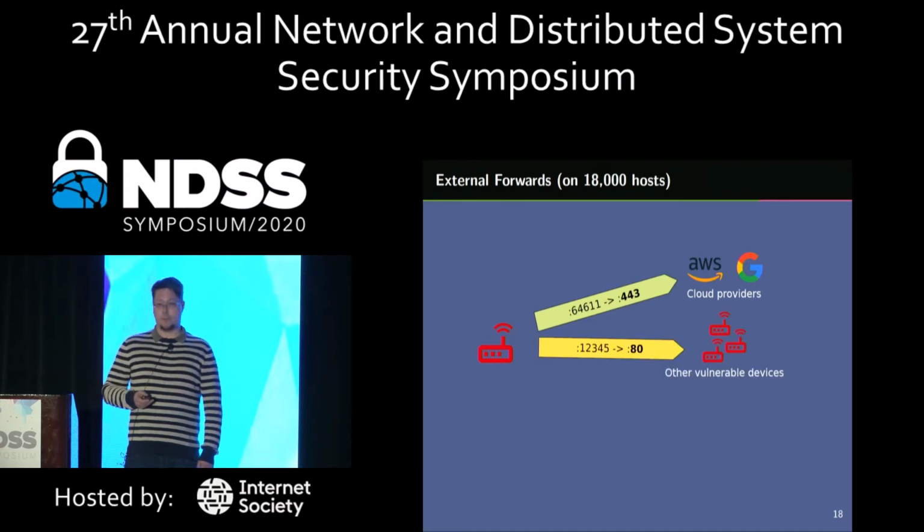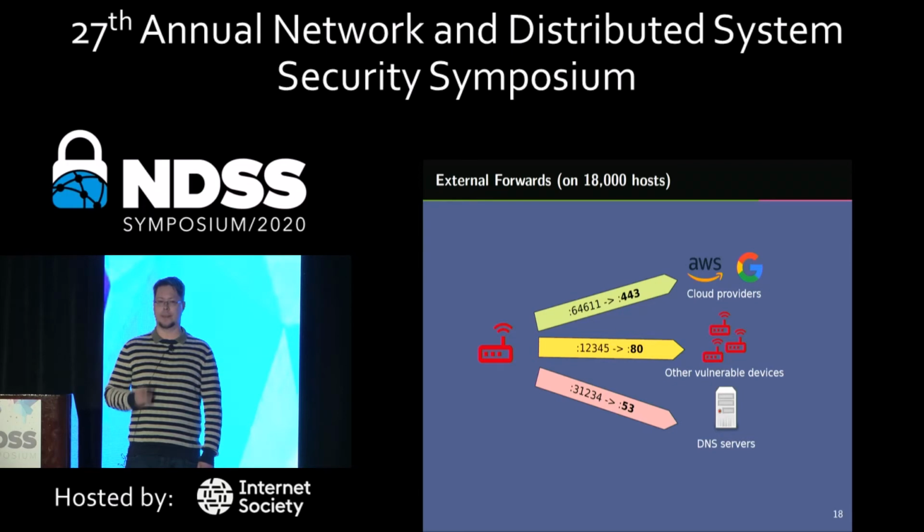The second set of external forwards were targeting other vulnerable devices. So other devices we were able to fetch these forwards, likely to chain traffic through these. And the third one was targeting DNS servers. The reason for this is likely to masquerade DNS traffic for amplification attacks.